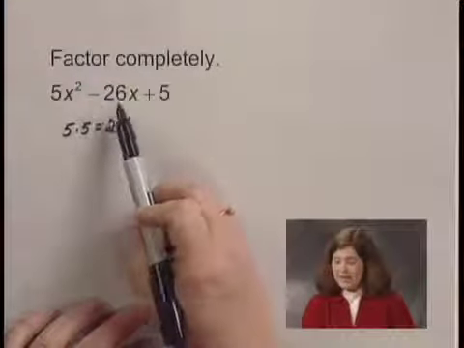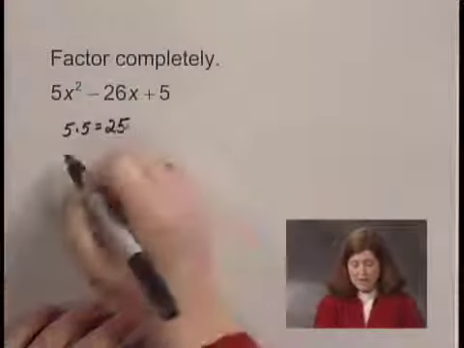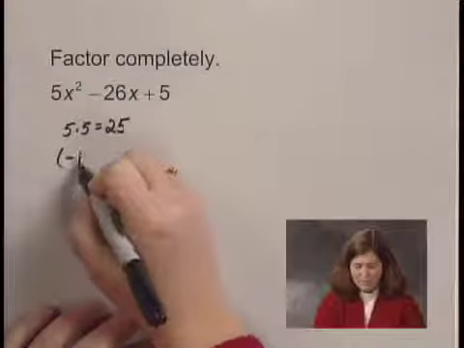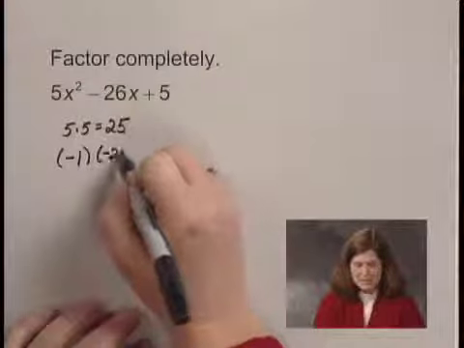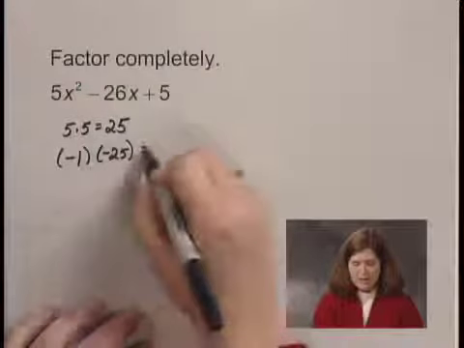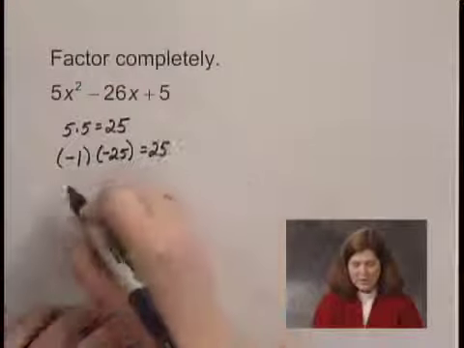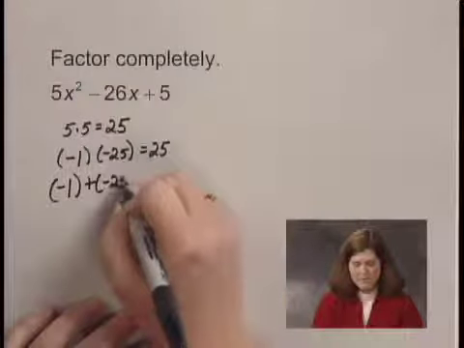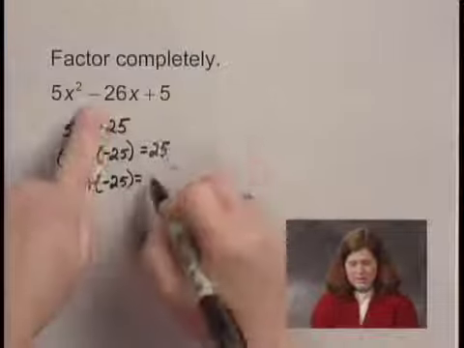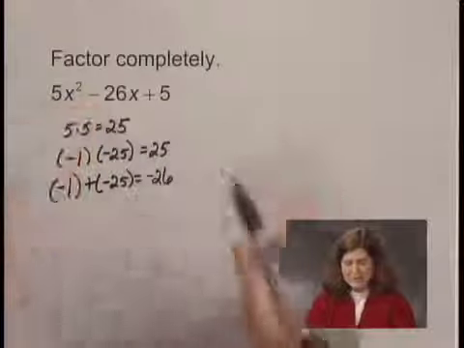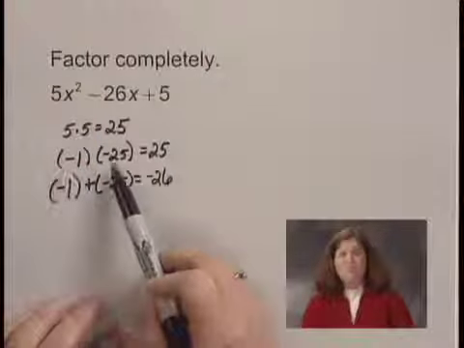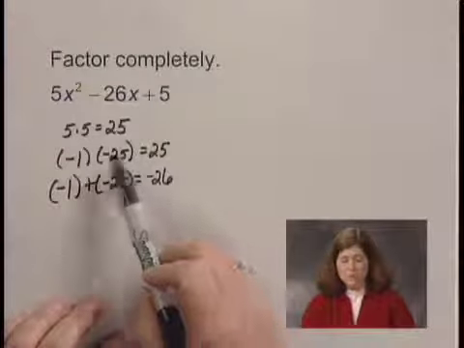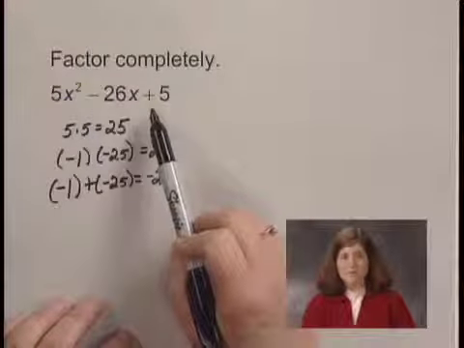is negative 26. If we remember, or we can realize that negative 1 times negative 25 equals 25, and negative 1 plus negative 25 equals negative 26. Therefore, negative 1 and negative 25 are the numbers that we're going to use to factor this.